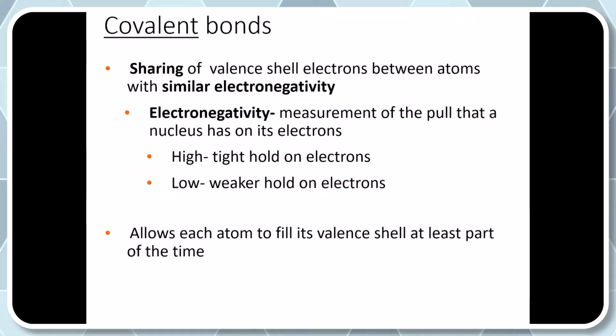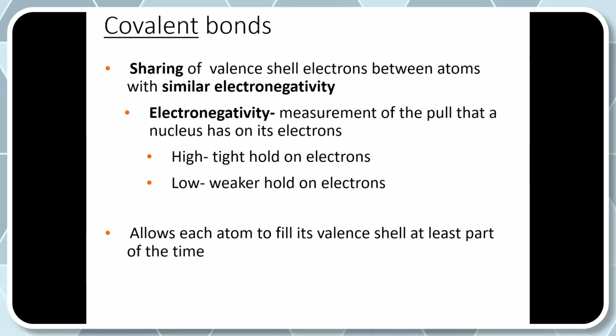So another kind of bonds are covalent bonds. Covalent bonds happen when atoms share valence shell electrons, and that happens between atoms that have similar electronegativity values. If we look at the root word, co means together, right? Like you could cooperate, you could cohabitate, so you're sharing your habitat, right? So covalent, they're sharing valence shell electrons.